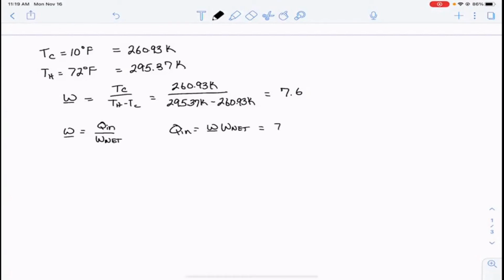And then that's equal to 7.6 times per joule, right? 1 joule. And so then Qn is equal to 7.6 joules, right? So we can take in 7.6 joules for every joule of work that we do.